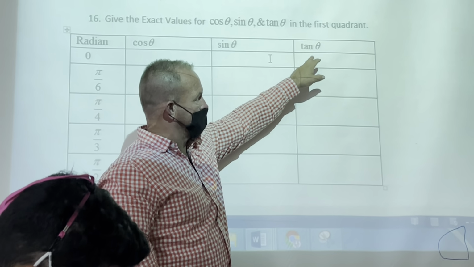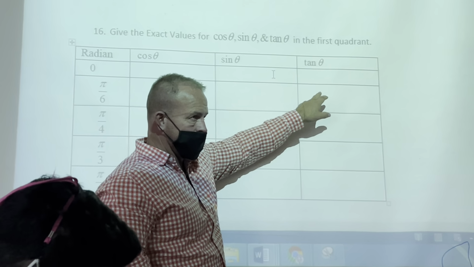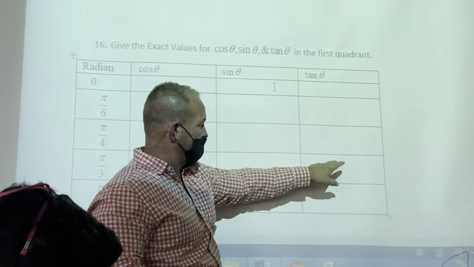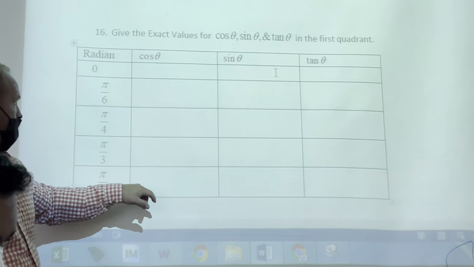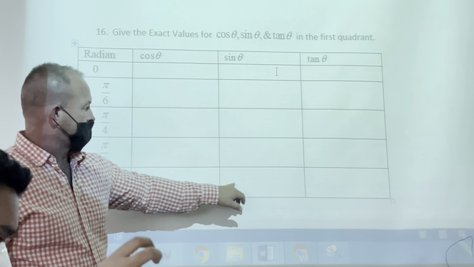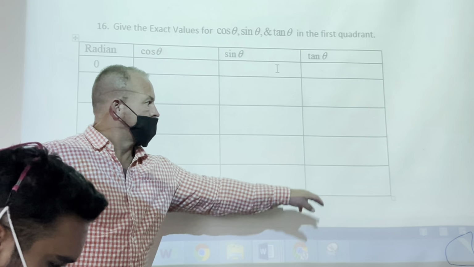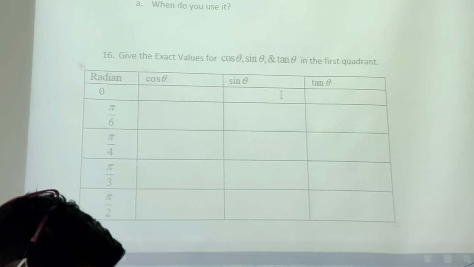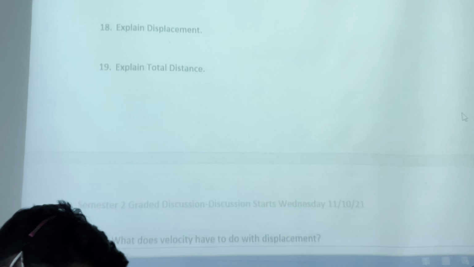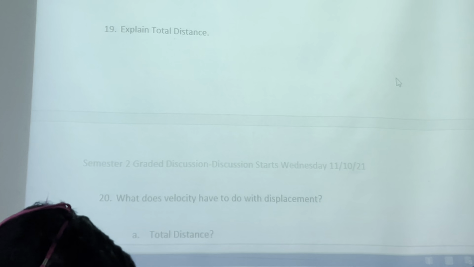Tangent starts at 0, then it's kind of ugly, square root of 3 over 3, then it's 1, then it's square root of 3, and then undefined. I think I skipped these. Cosine is 0, sine is 1, that is undefined. So you can look those up. Those are on your cheat sheet. Your graphs are on your cheat sheet.